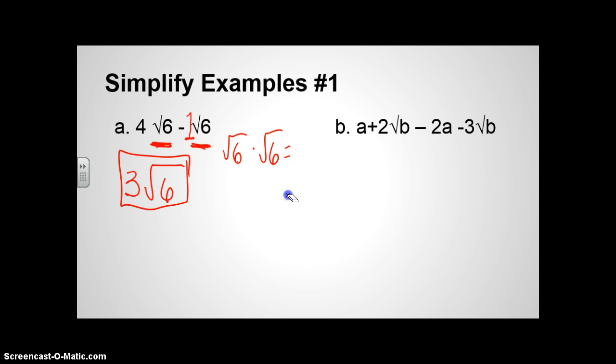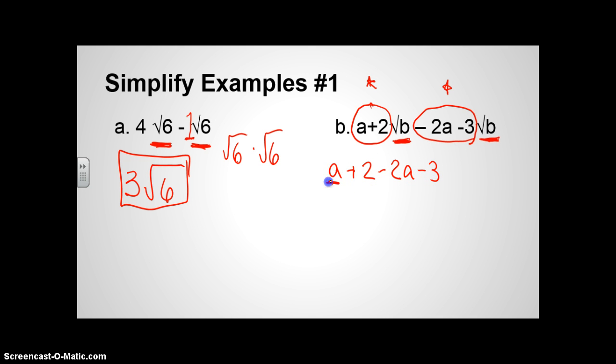Let's move on to problem B. And again, we're going to look at like terms and simplify this. Like terms are my square root of b and square root of b. My other like terms are the values outside, in front of the square root of b. So we have a plus 2 and minus 2a minus 3. Let's combine these two first. So a plus 2 minus 2a minus 3.